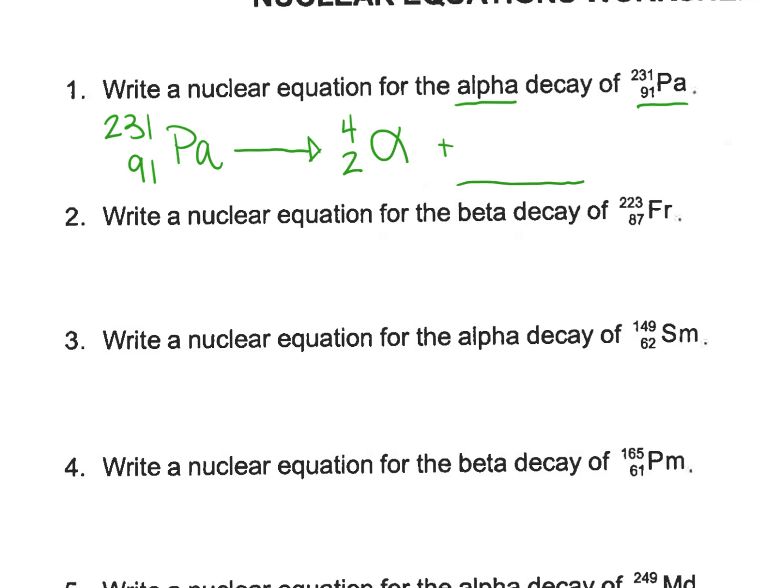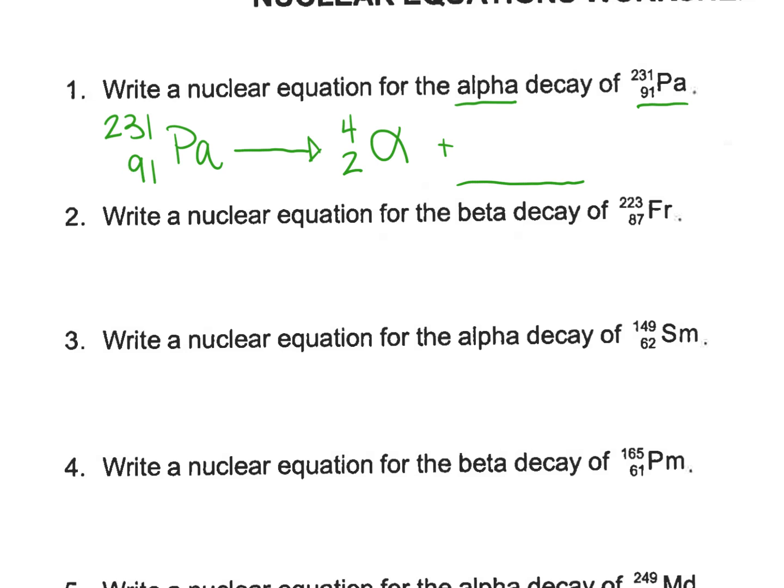Okay, the name of the game is it's got to be balanced. So you can think of this arrow kind of like your equal sign. So your mass number on the left side is going to have to equal your mass number on the right side. Your number of protons on the left side is going to have to equal your number of protons on the right side. So it would be like 4 plus this number has to equal 231. And then 2 plus this number has to equal 91. You kind of with me so far, just conceptually?